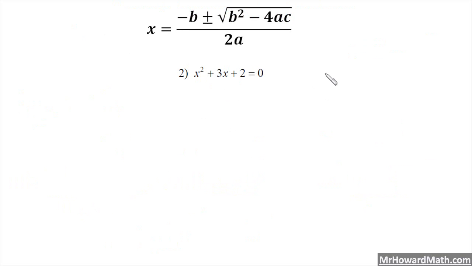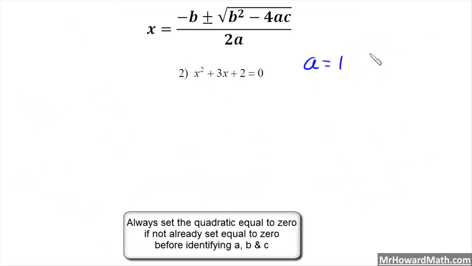Okay, the second one here, our a value is 1, our b value is 3, our c value is 2. So our a value comes from here, b value here, c value here. We need all of those first, that's our first step, and then we start filling in the quadratic formula.